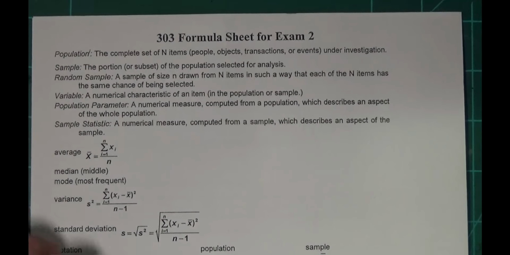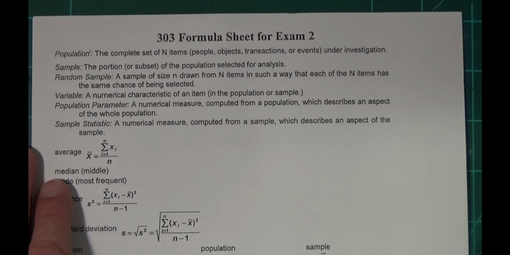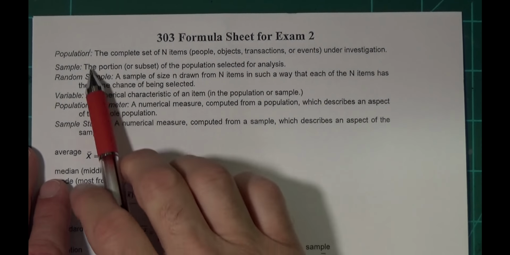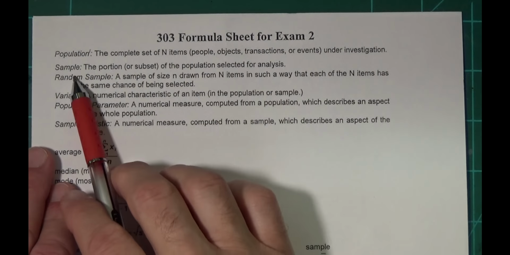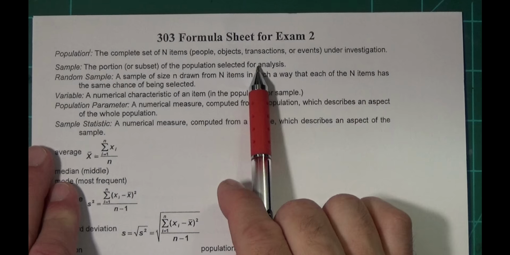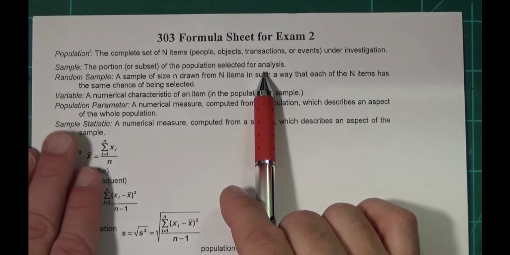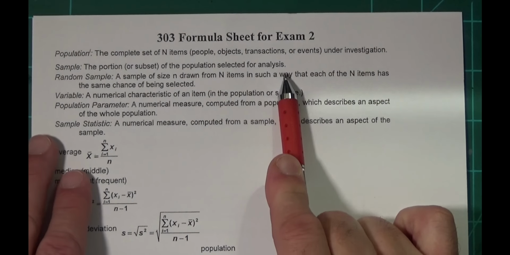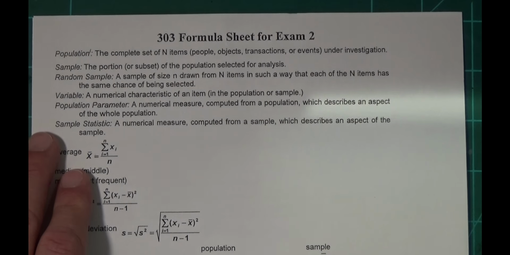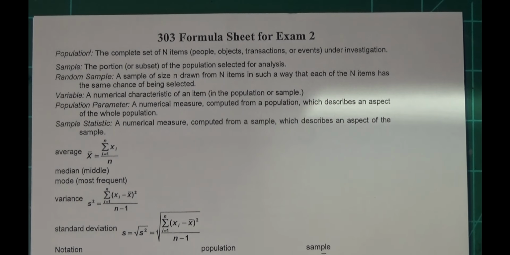All right, we're looking at Darcey's formula sheet for exam 2 in supply chain 303. She's got some definitions at the top. Population, complete set of n items, that's fine. Sample proportion, subset of the population selected for analysis. That's ignoring bias. You want your sample to reflect the population. If it doesn't reflect the population, you have bias. And it's also ignoring the whole existence of the central limit theorem.